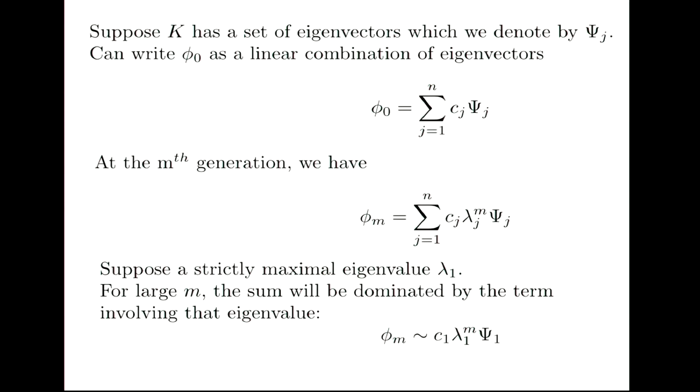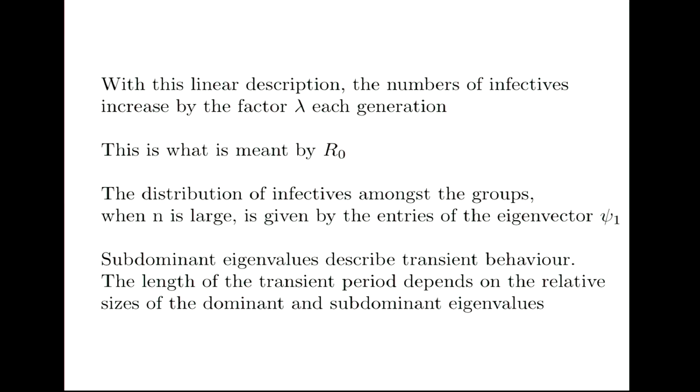So in that particular case, I can approximate this sum by saying that phi m is approximately C1 lambda 1 to the power m times psi 1. Okay, so this is the largest or the maximal eigenvalue. So within this linear description, the number of infectives increases by a factor of lambda in each generation, and this is what is really meant by R0.